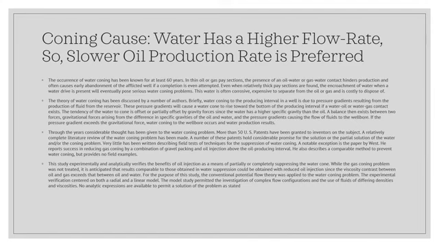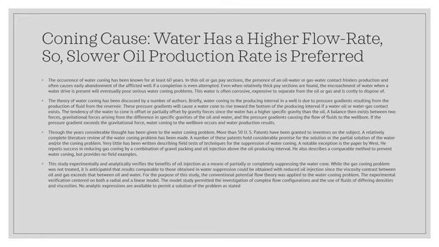Coning cause: water has a higher flow rate, so a slower oil production rate is preferred. The occurrence of water coning has been known for over 60 years. In thin oil or gas pay sections, the presence of an oil or gas water contact hinders production and often causes early abandonment of the afflicted well, if a completion is even attempted. Even when relatively thick pay sections are found, the encroachment of water when a water drive is present will eventually pose serious water coning problems. This water is often corrosive, expensive to separate from the oil or gas, and costly to dispose of.